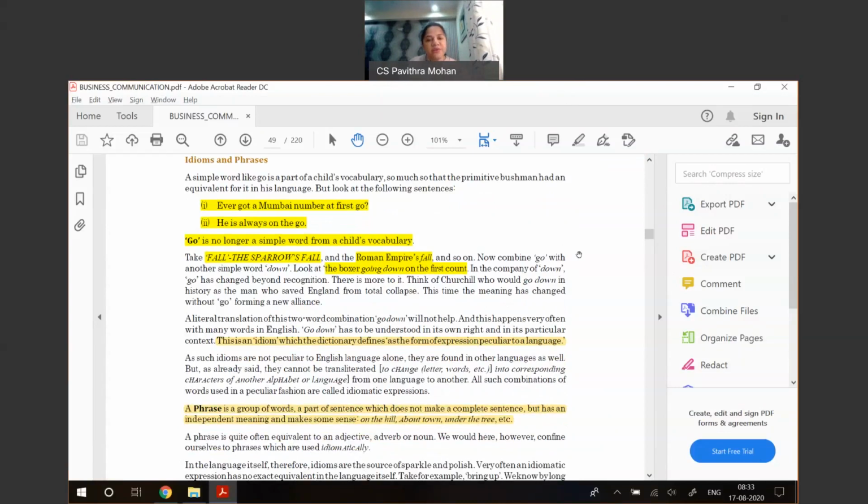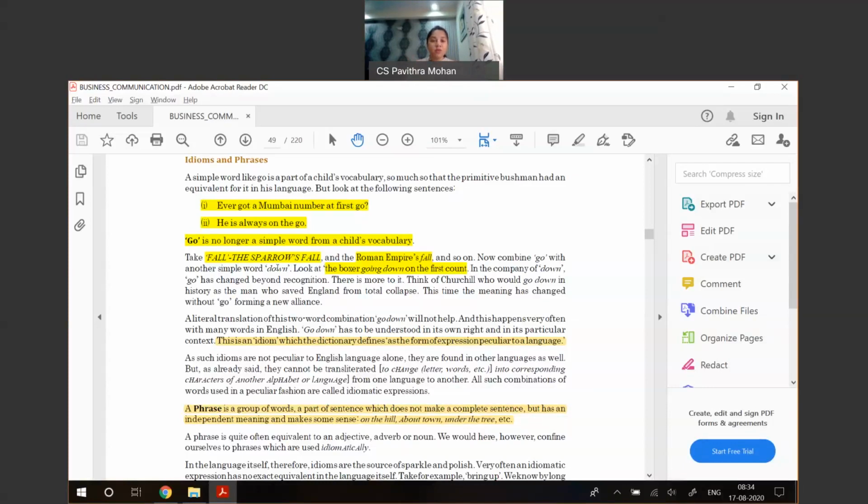Okay, so idioms and phrases are basically words which are commonly used in order to give a meaning. When I don't want to explain certain things directly, I will just go ahead and give certain words. Here they have given you two ways, that is fall. Instead of telling he had a very bad fall, I can say his fall was similar to a sparrow's fall, or his fall was similar to the Roman Empire's fall. Instead of giving it directly, I'm giving it as a particular word.